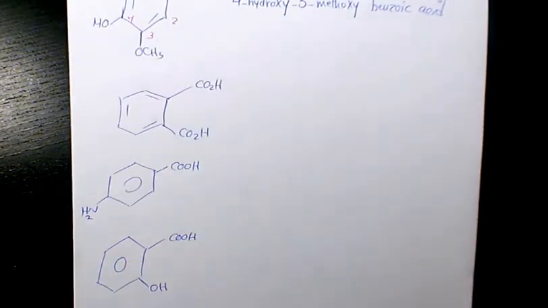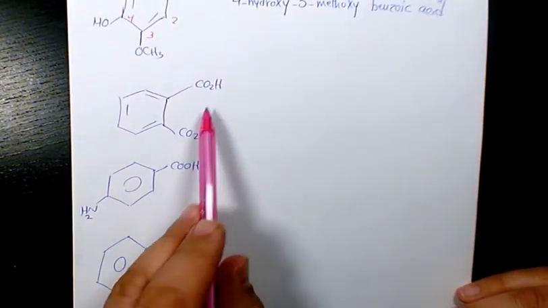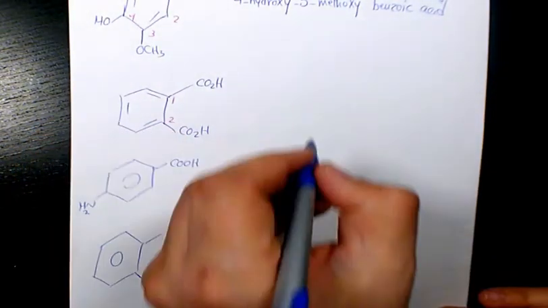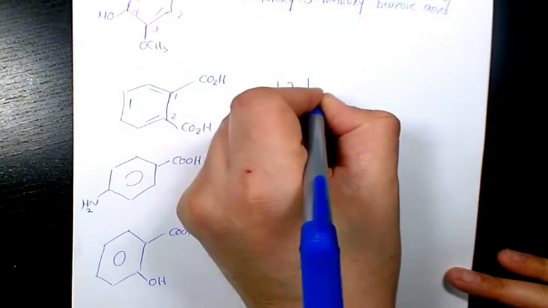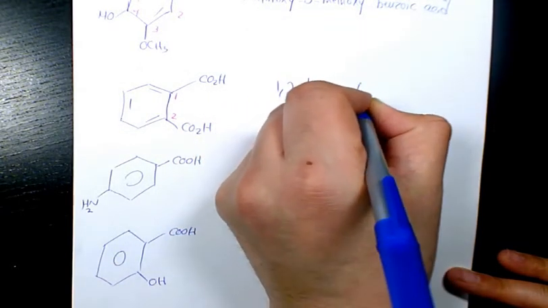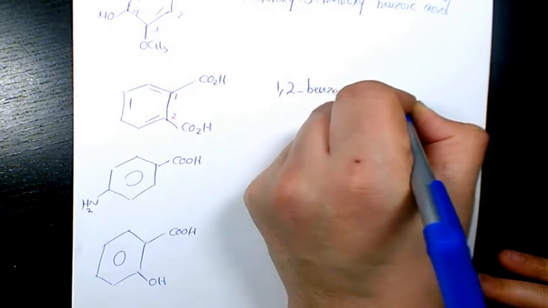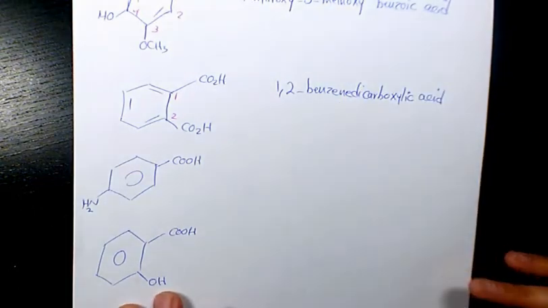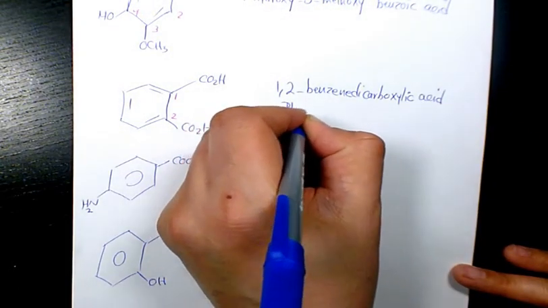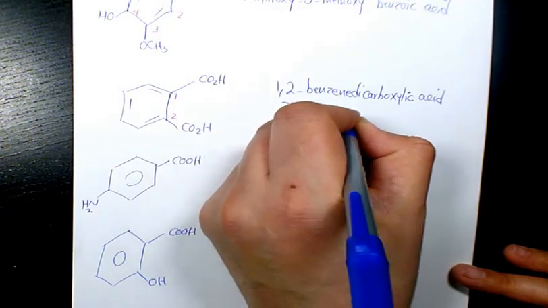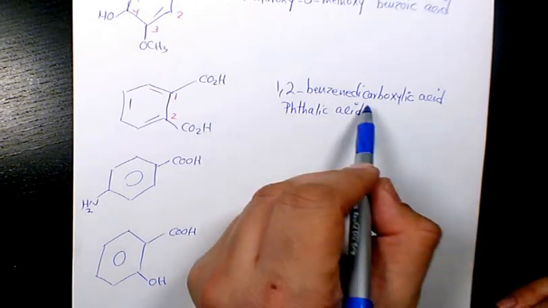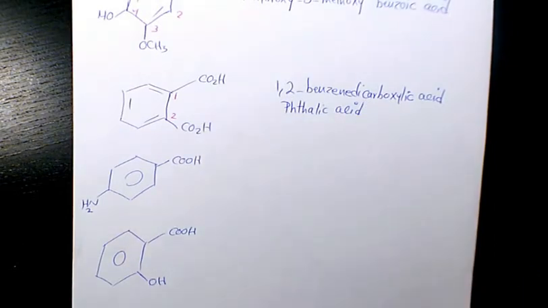In this chemical, we have 2 carboxylic acid groups. So it's going to be 1 and this one is going to be 2. So it's going to be 1,2-benzenedicarboxylic acid, which we also call phthalic acid. So the family of phthalates comes from this phthalic acid.